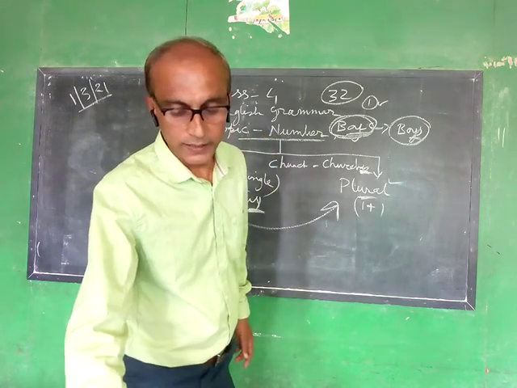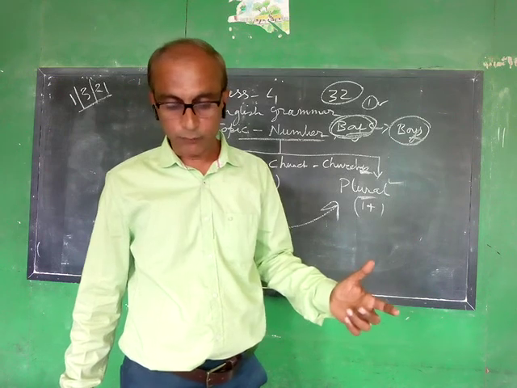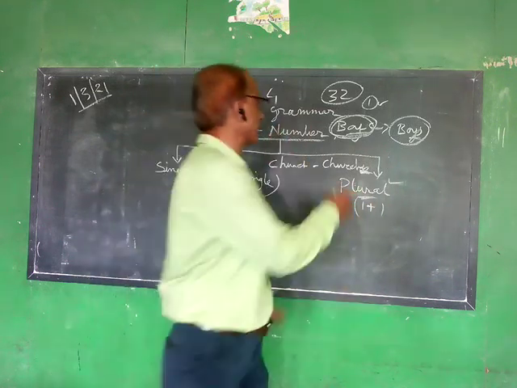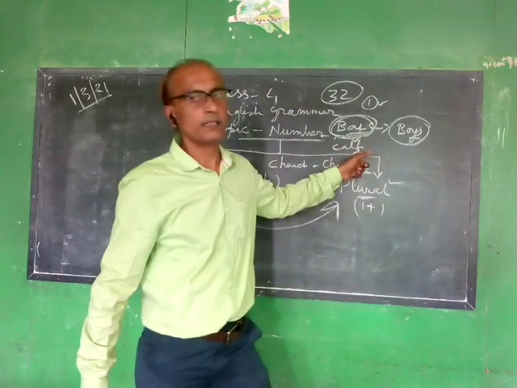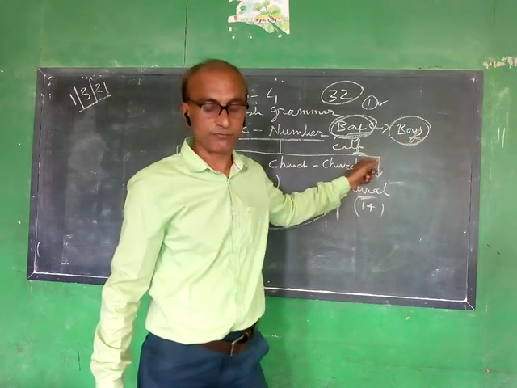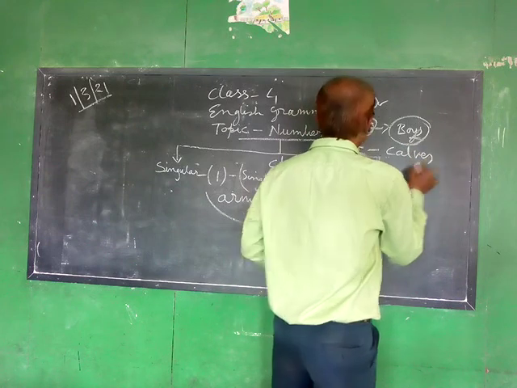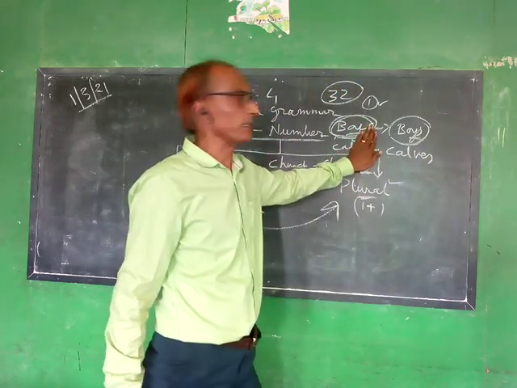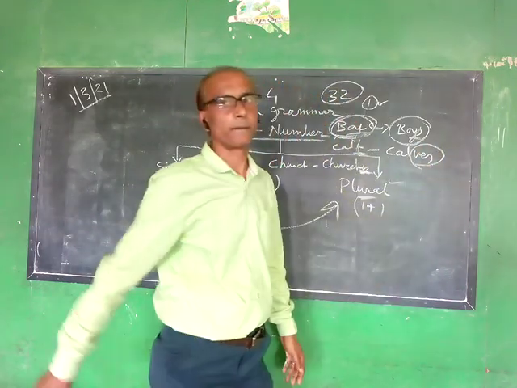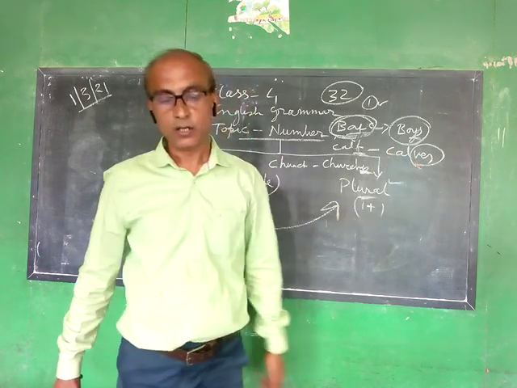Okay, thank you. Now see, rule number four. Sorry, four I have repeated. Whatever boy, boys. If a noun ends in calf, the last letter is F. So how to convert? Calf becomes C-A-L-V-E-S. You omit this letter, forget about this letter, and add V-E-S. It becomes plural. So, this is the main thing.